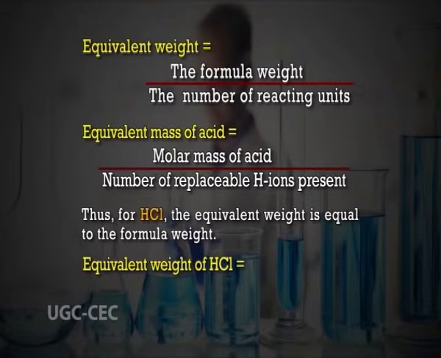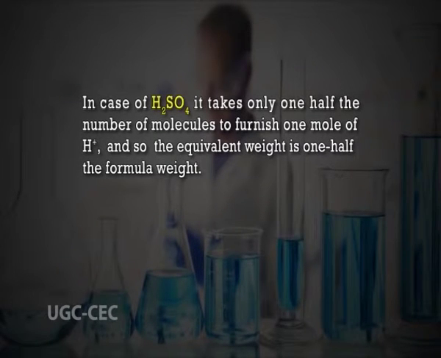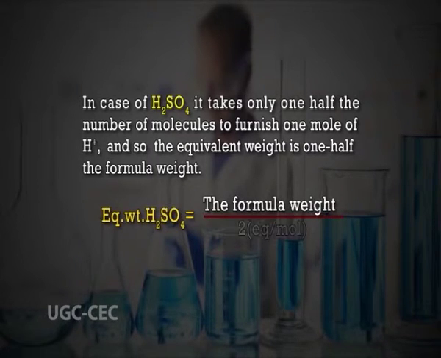Equivalent weight of HCl is equal to the formula weight of HCl divided by 1, which is the equivalence per mole. In case of H2SO4, it takes only 1/2 the number of molecules to furnish 1 mole of H+, and so the equivalent weight is 1/2 the formula weight. Equivalent weight of H2SO4 is equal to formula weight of H2SO4 divided by 2, which is the equivalence per mole.